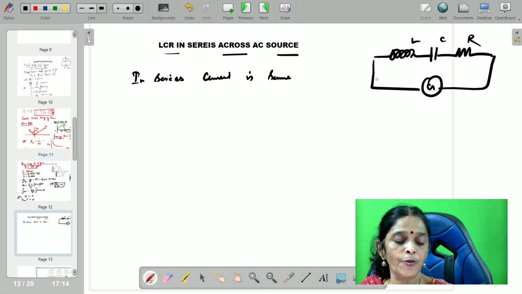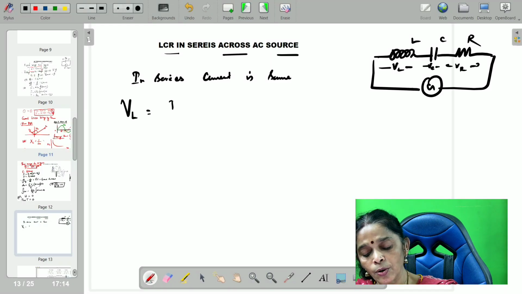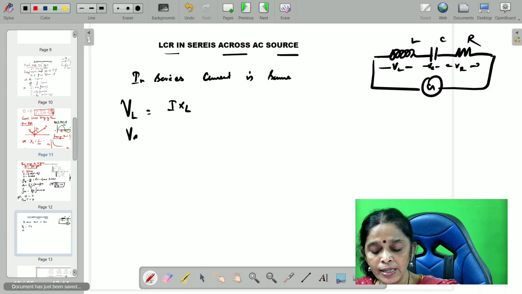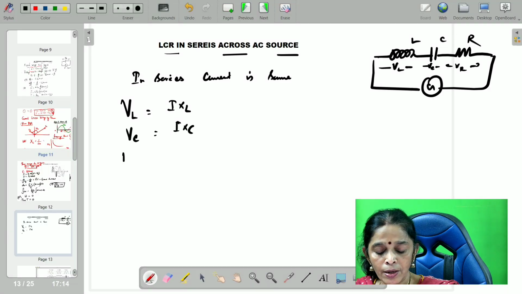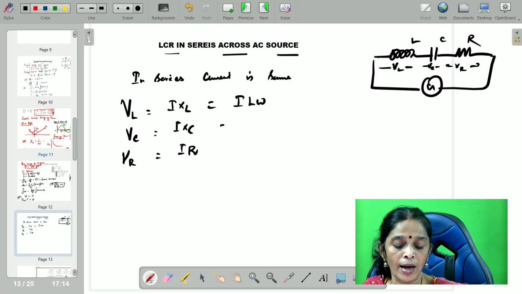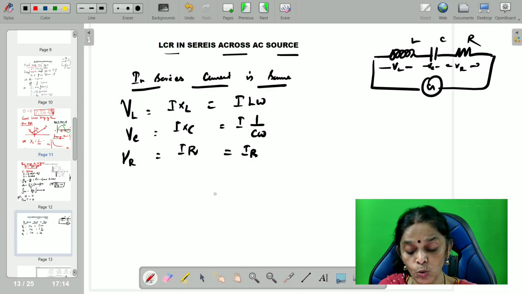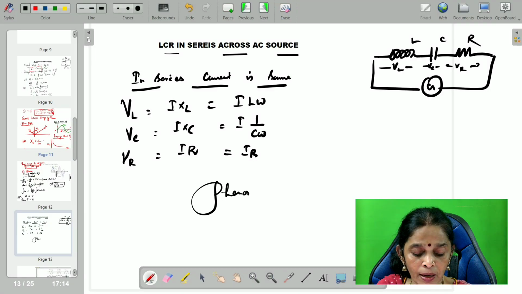But voltage is different. Therefore, VL, VC, VR. So I can write VL is equal to I into XL, VC is equal to I into XC, VR is equal to I into R. I into XL can be written as I into L omega, I into XC can be written as I into 1 by C omega, and I into R. For all this LCR series, we are going to use only the phasor graph method. What method? Phasor graph method.